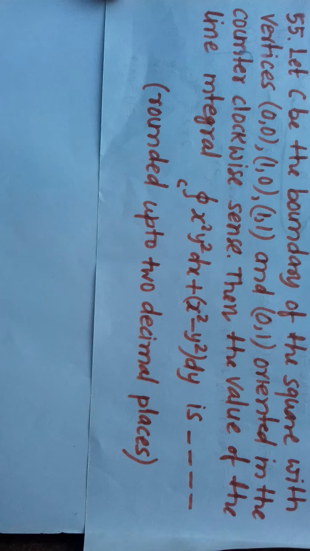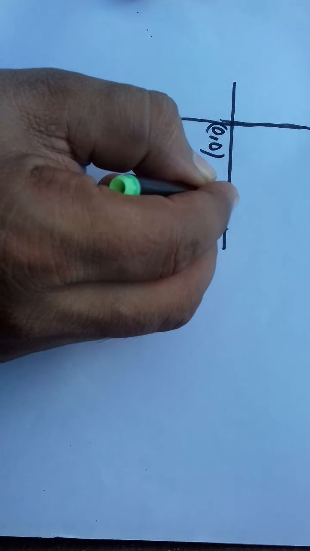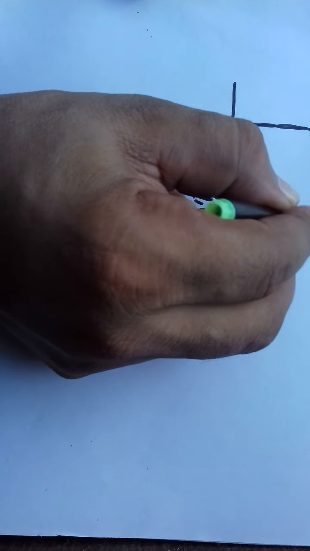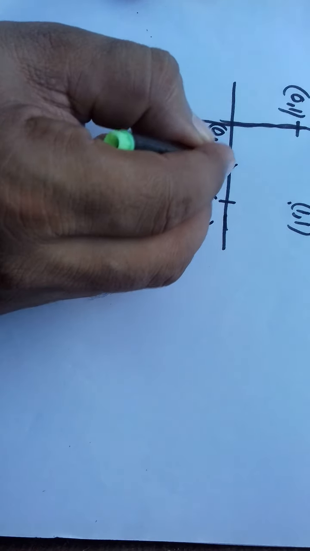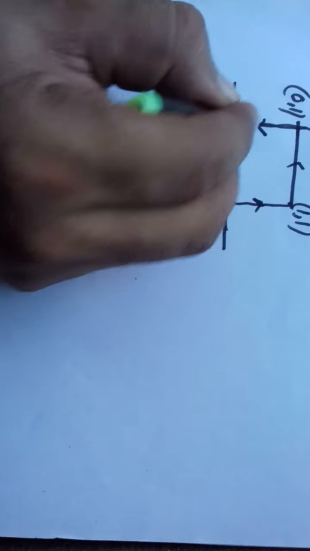The question: there are 4 points and we have to go counterclockwise, that is anti-clockwise. Let us solve. The 4 points are (0, 0), second is (1, 0), third is (1, 1), and fourth is (0, 1). We have to go in this direction. Let us name these points A, B, C and D.